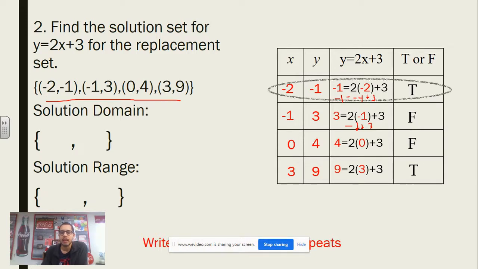So my solution set is just going to be the two values that made my equation true. So my x values are going to be -2 and 3. Again, we're writing those from least to greatest. And my range values are going to be -1 and 9.